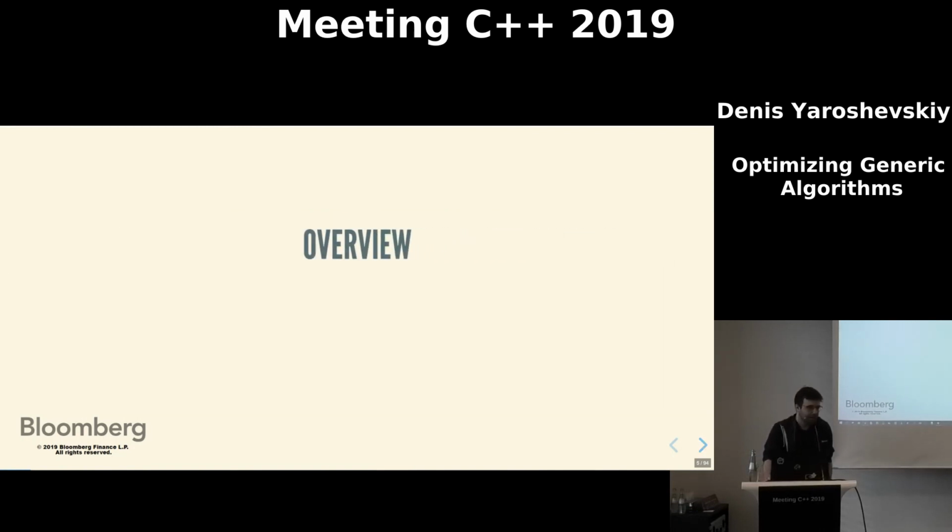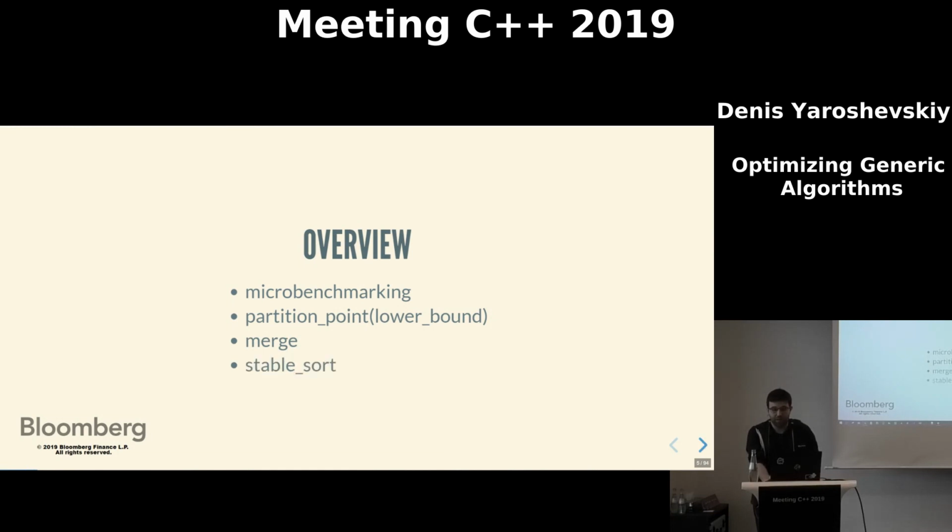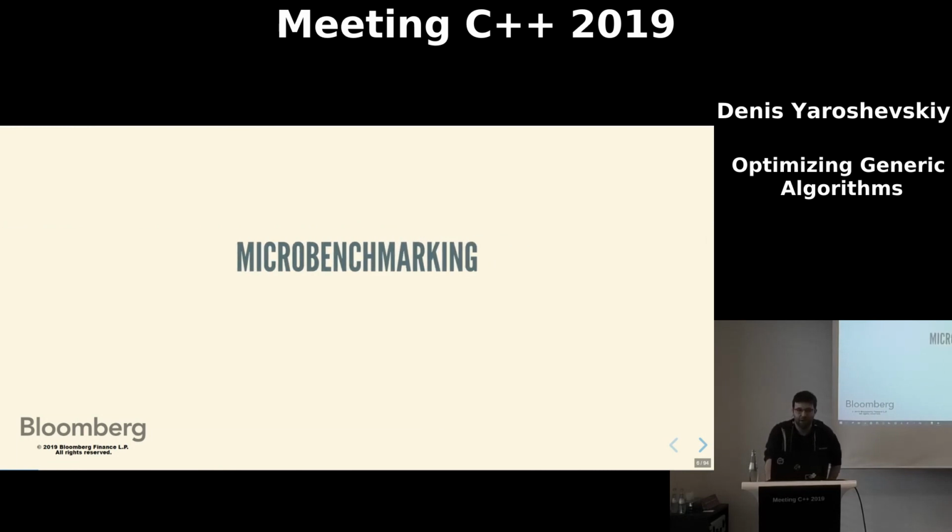So this is how the talk works. I have 4 parts to it. First, I'm going to very briefly talk about micro-benchmarking. I need to show you one thing that I don't see shown enough. And then we're going to do 3 algorithms: partition point, merge, and stable sort. With each algorithm, I'm going to show an optimization. I'm going to discuss how you can measure it and how you can make sure that this is a good optimization, or that it's not really an optimization. And it's going to be more complex with each one. It requires more measurements and more thinking.